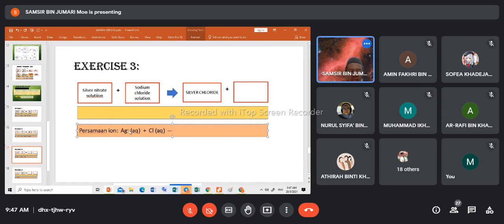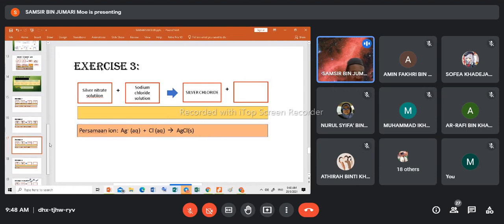Okay. Silver chloride. Okay. Ini pula. Alright. Okay. Silver ion and chloride ion react together to form a silver chloride solid. Right? So sini silver and so this is sodium nitrate kat sini. Okay, very good. This is a precipitation reaction to produce the insoluble salts, that is silver chloride.